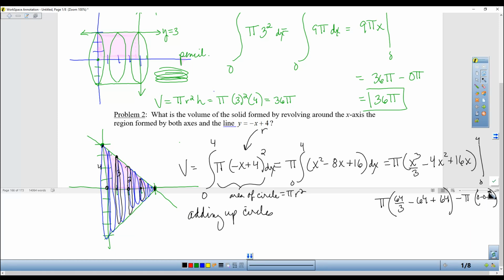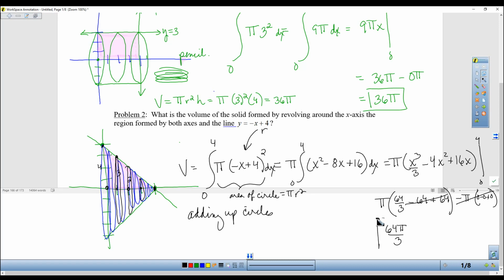I do want you to be really careful. So many times when you plug in 0, you get 0, but the few times that you don't, you have to always at least check to make sure when you plug in 0, you do get 0. So these cancel, and I get 64 pi thirds.